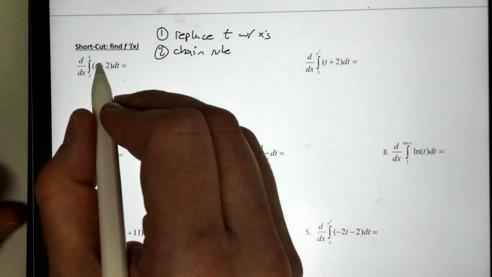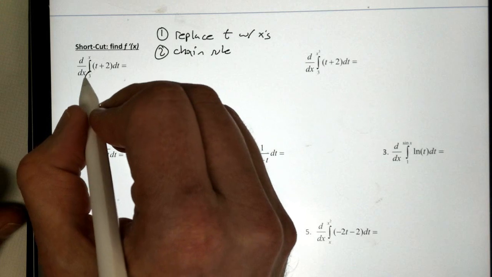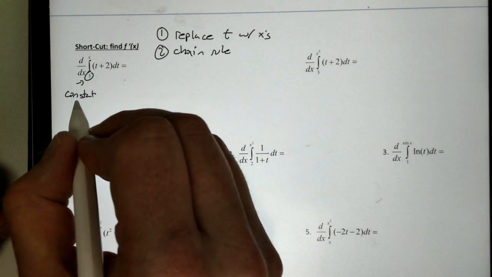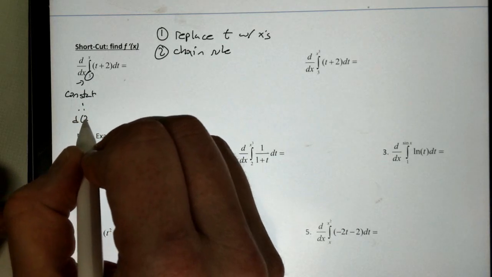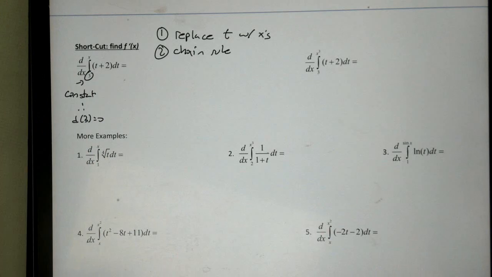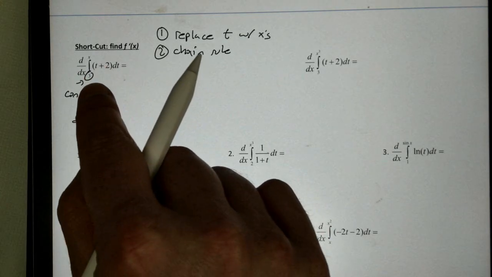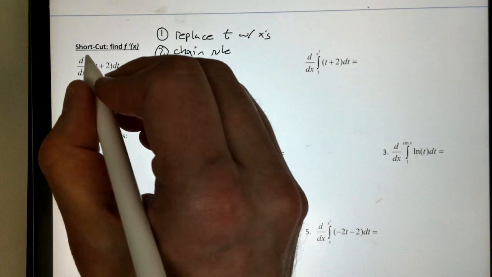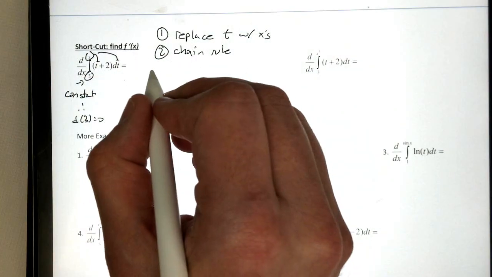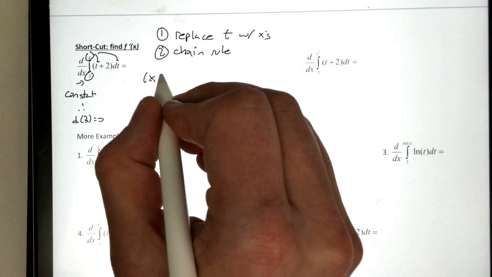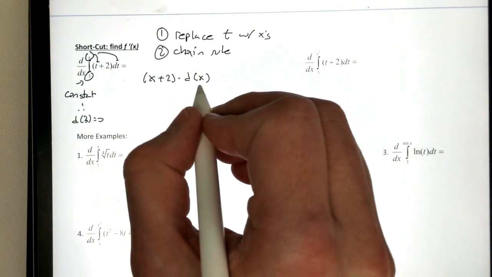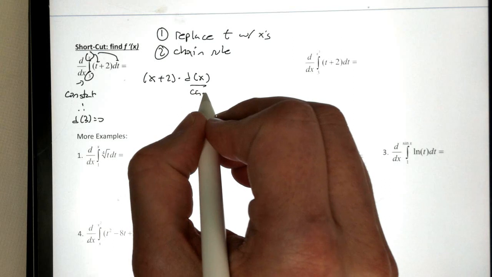So if I take a look at the first one here, again, I don't have to worry about the 3 down here. It's a constant. Its derivative is 0. So since I'm taking a derivative, I don't have to worry about that constant. So when I solve this one here, my rule says I just have to worry about the x. I'm going to replace each t with x. So this is going to become x plus 2 times the derivative of x. That's my chain rule right there.